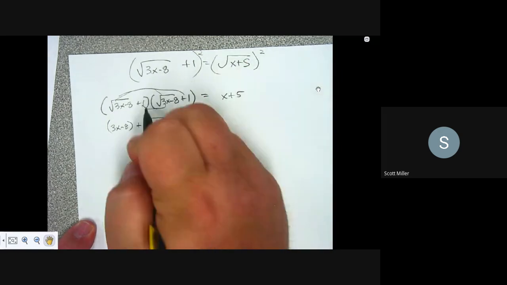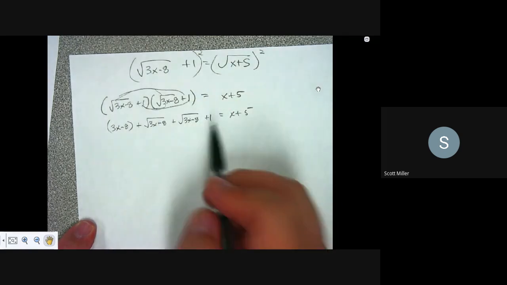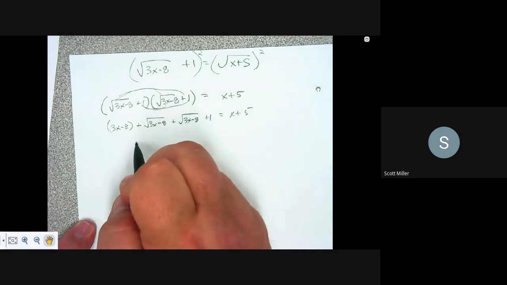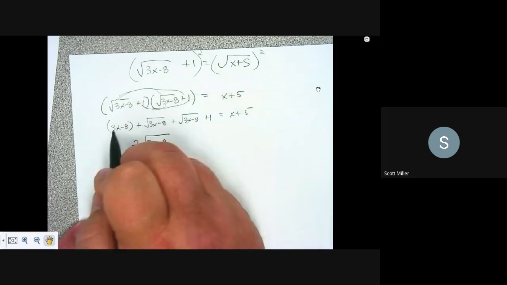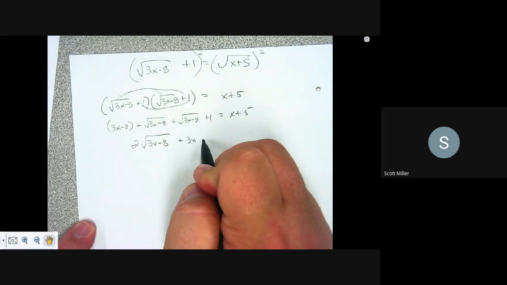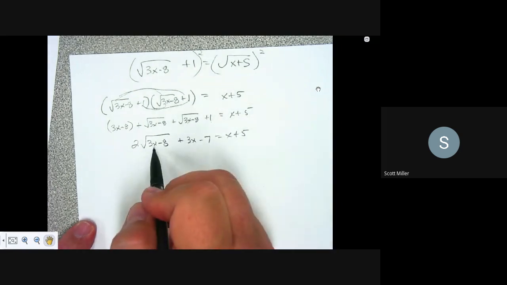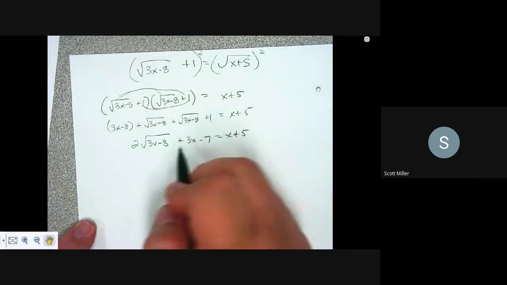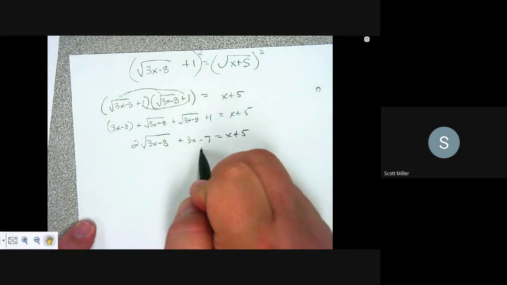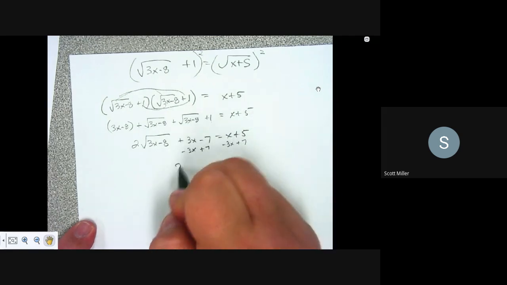Again, minus 8. And then 1 times 1 is 1. So that's where I have this now. These can combine into 2 of those. So I have 2 square roots. And then this stuff and that stuff can combine and become 3x and then minus 7. And so now I have 1 radical. And so I want to move everything to one side and isolate this radical. So we'll add the 7 and we'll subtract the 3x. Subtract the 3x and add the 7. We'll leave the 2 for now.